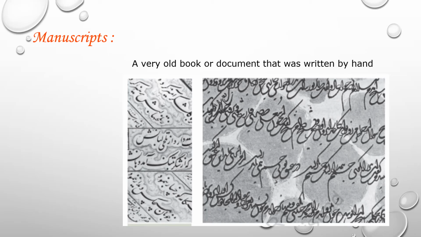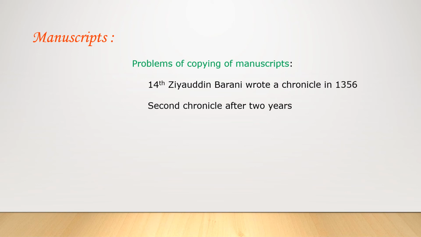And here what you are seeing is manuscripts, meaning a very old book or document that was written by hand. Here you can see the different kinds of handwriting that could make the reading of Persian and Arabic different. So see the different handwritings of Persian and Arabic. Generally these manuscripts will be placed in libraries and archives. Writing something is not a simple task. You will have a lot of problems in copying these manuscripts.